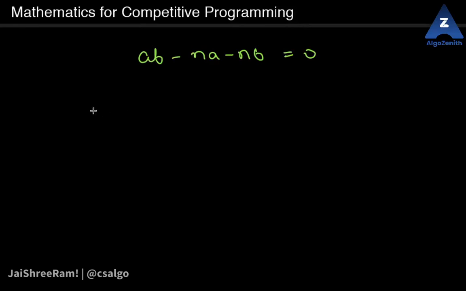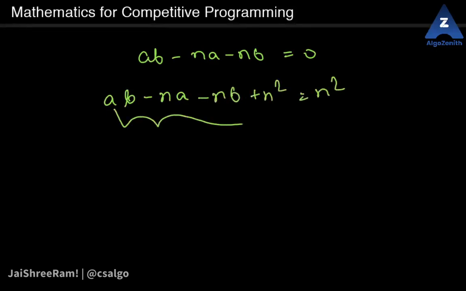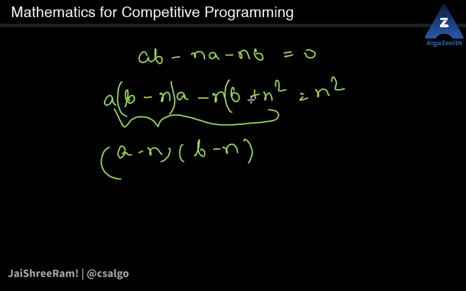The trick for this particular problem is to add n square on both the sides. Now if you look closely, this is nothing but a minus n multiplied by b minus n. Why? Because if you take common a out of this, it is b minus n, and if you take n out of this, it is b minus n, and then this would be a minus n multiplied by b minus n. So this is a minus n multiplied by b minus n equal to n square.